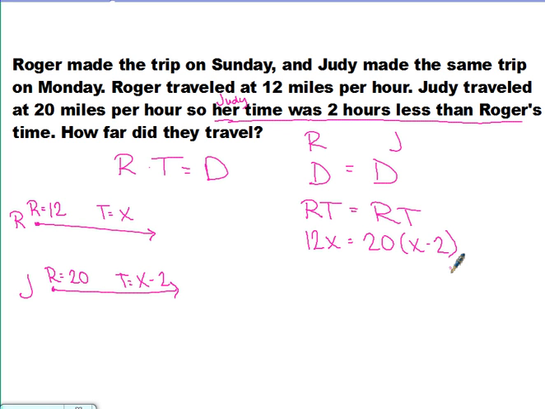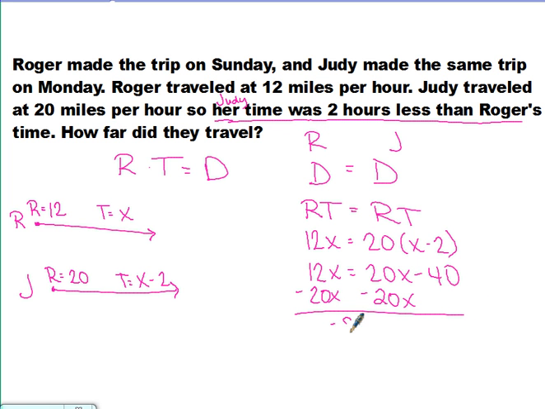Now we're going to solve for X. First, we're going to distribute, and then we're going to subtract. And we get X is equal to 5. Now, that is not the solution to the problem. That is just Roger's time. We need to make sure that we are solving for the actual question. How far did they travel?